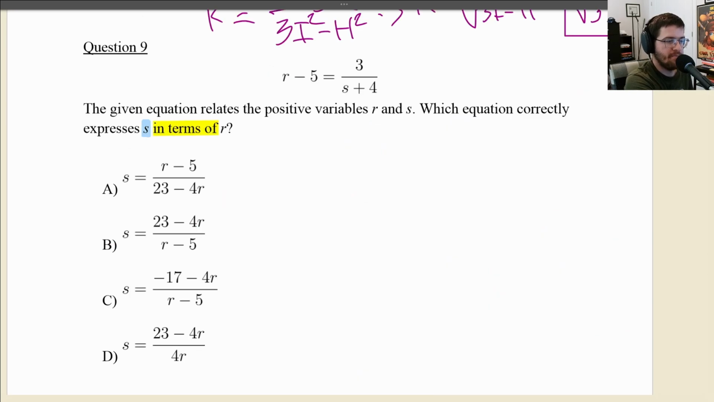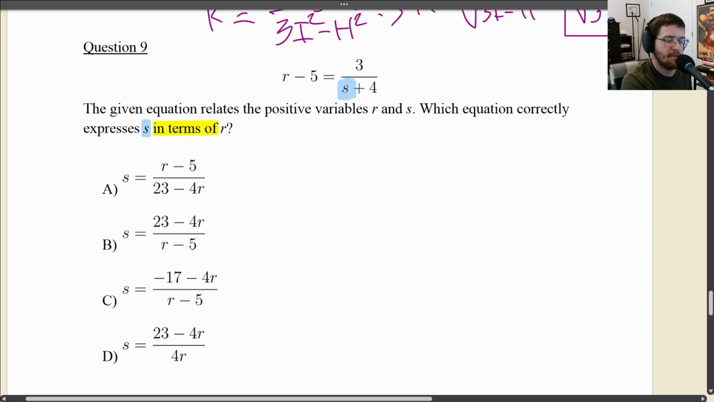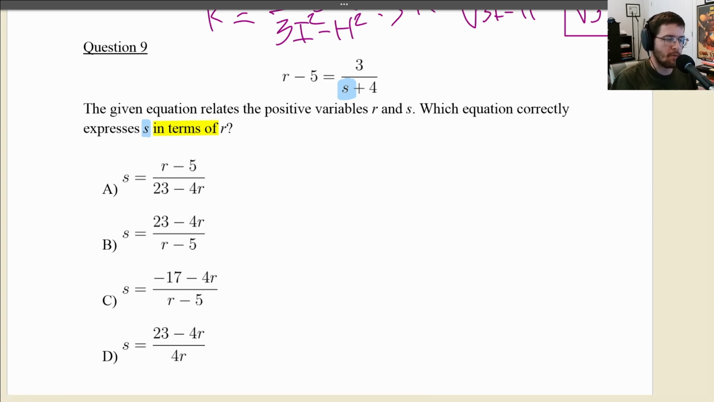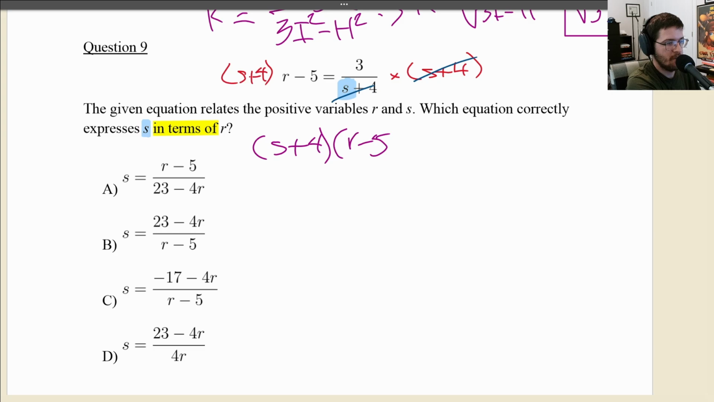Okay, question 9. We want to get that s by himself. He's in a fraction bar, he's in a group, but he's in the denominator, and we really don't want him in the denominator. So we're going to move that guy to the other side. The opposite of division is multiplication. So we'll multiply both sides by the quantity s plus 4. And these guys will go away. And that will look something like this: s plus 4 times the quantity r minus 5 is equal to 3.